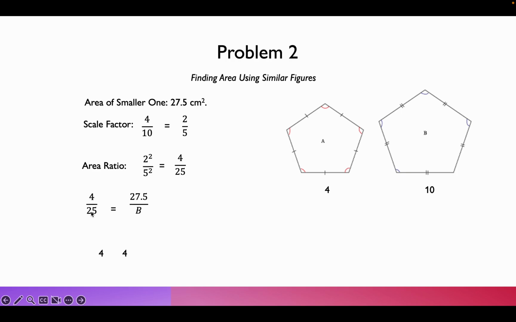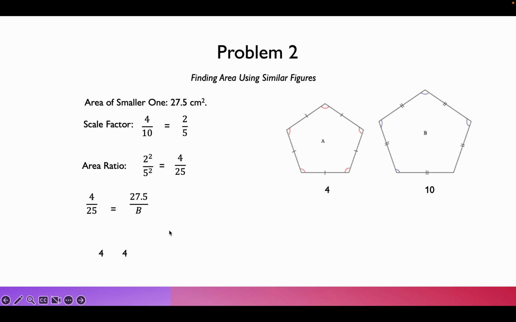Then I take my 4 over 25 and I bring it down here and I write out my proportion. Here's the scale factor, here's the proportion. The whole thing is the proportion, but I refer to this side as what we're working with. So all my small pentagon numbers are on the top, and all my large pentagon numbers are on the bottom. So I have the 27.5 here. I don't know B. I'm trying to find B here.